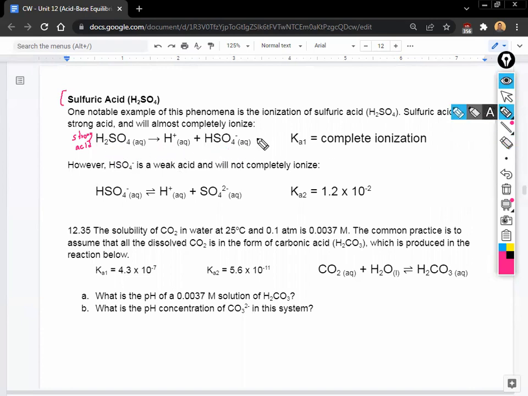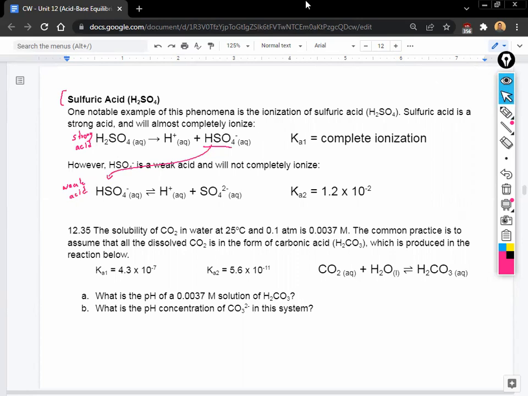However, once it breaks down into HSO4 minus, this guy is a weak acid. So this guy right here has an equilibrium constant. Okay, so this is why this is an interesting example. It's because the first acid, the full neutral acid, is a strong acid. But once it gives up a proton, it becomes a weak acid. The conjugate base is a weak acid. And so we need to keep in mind the Ka value. So the property is going to change. Okay, so I just wanted to give you guys a heads up about that.